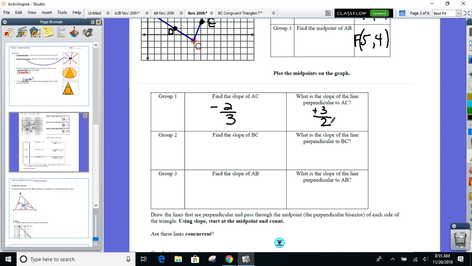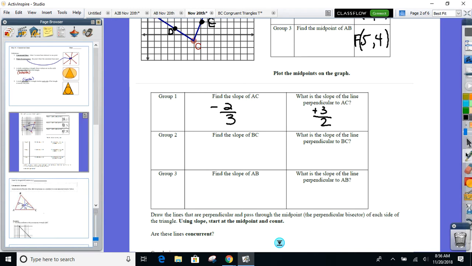Everybody good so far? Now we're going to go right to the graph, because here's what I want to do. I want to start at the midpoint of AC. So everyone go back right now. Start at the midpoint of AC, which we called what point? We called it point D. So everybody go to point D, and using the perpendicular slope, 3 over 2, I want to make 2 more points. Up 3 over 2, up 3 over 2.